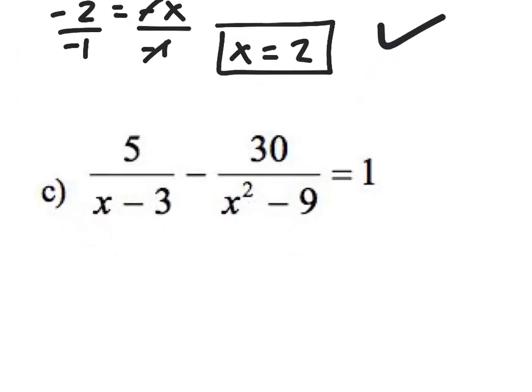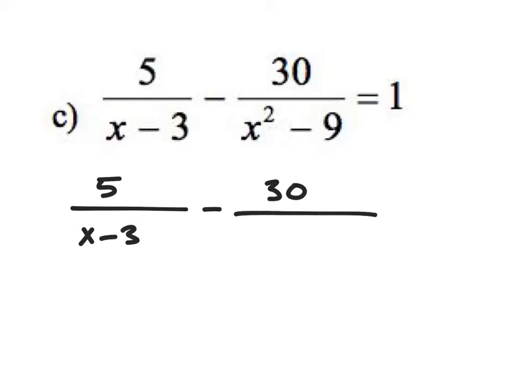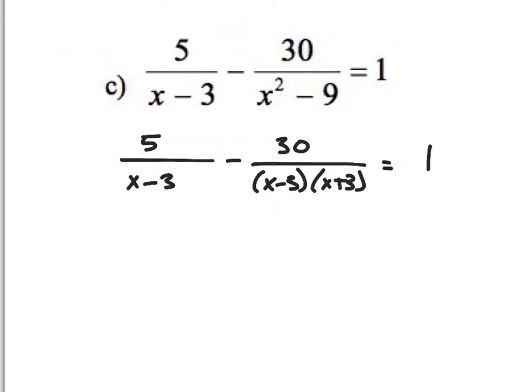Now, what I want to do on part C is find my common denominator. I need to factor everything in order to figure that out. So let's write our first part here, 5 over x minus 3 minus 30 over x squared minus 9. That factors to x minus 3 times x plus 3. And then that's equal to 1.